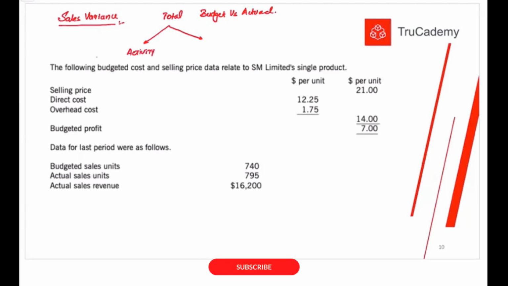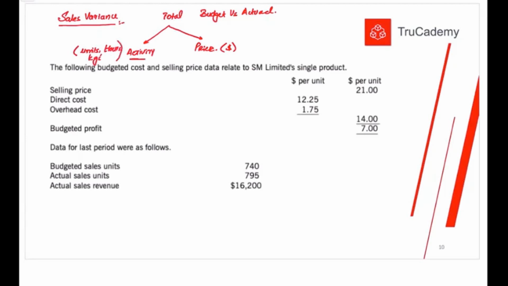Activity variance, and second, price or cost variance. Price variance will be in dollars. Activity variance will always be in some activity. Activity can be, if we are talking about sales, the number of units sold. If we are talking about labor, it can be hours. If we are talking about materials, it can be kilograms and so on. So this is in further 2 ways.